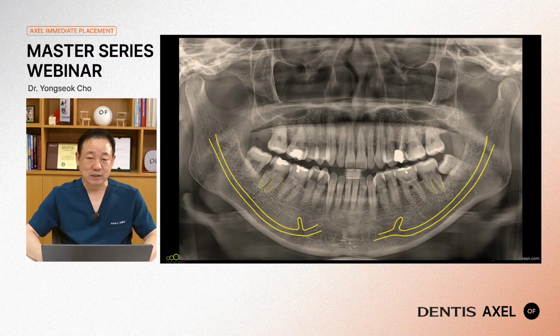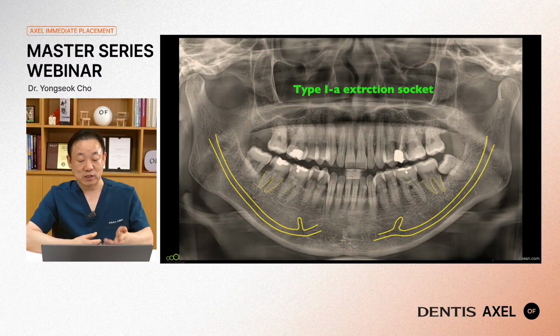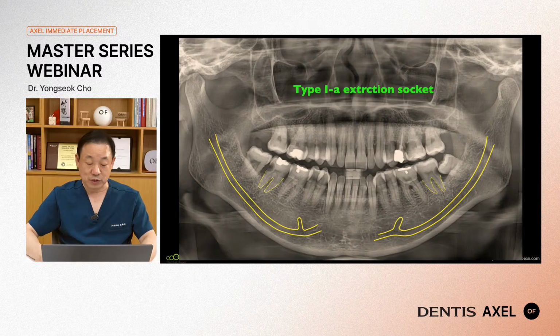So when we see the mandibular canal and the roots, it is a type 1A extraction socket. In this case, the prognosis of root canal treatment followed by crown restoration was explained to the patient, along with the advantages and disadvantages of extraction and immediate implant placement. After considering both options, this patient chose implant treatment. In Korea, the price of an implant is not so expensive, so the patient has no great burden about implant therapy.